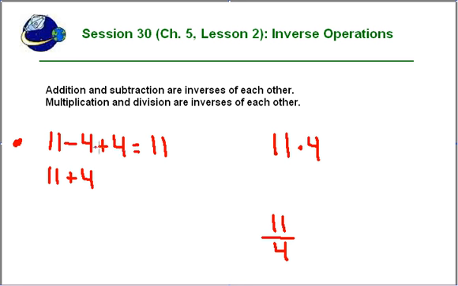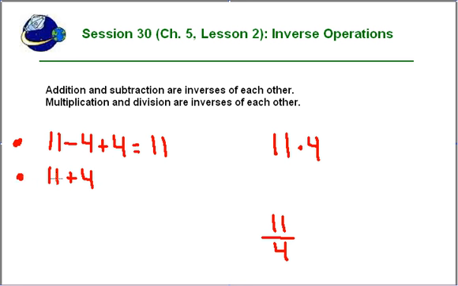This minus 4 and this positive 4 here will cancel each other out and equal 0. And that's because they're the inverses of each other. Positive 4 and negative 4 are inverses, as well as adding and subtracting. So here we can see that addition is the inverse of subtraction. Well, let's drop down to our second one here.